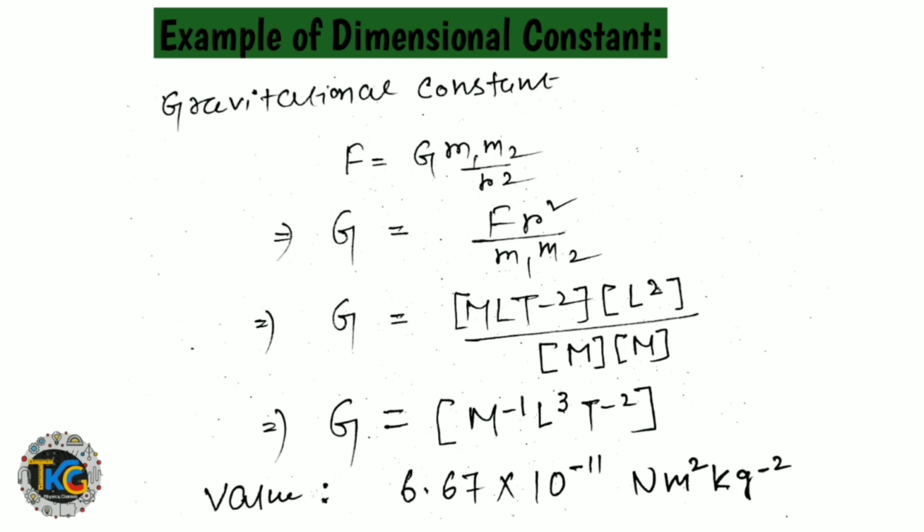Similarly, from the equation E = hν, we find the dimension of the Planck constant, and the value of the Planck constant is approximately 6.63 × 10^-34 joule seconds. So G, the Planck constant, and the permittivity of free space are all examples of dimensional constants.